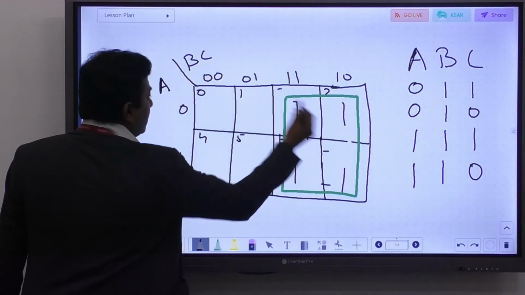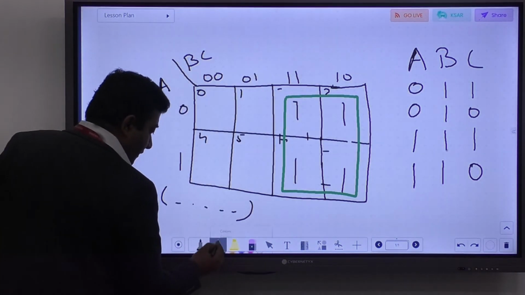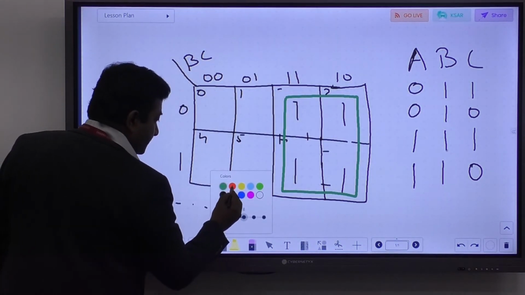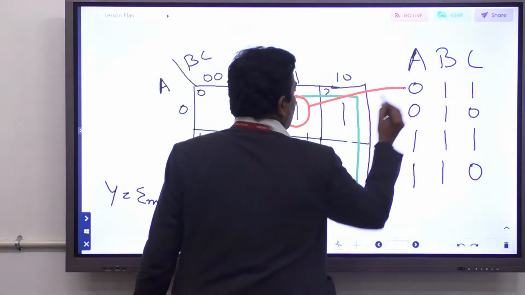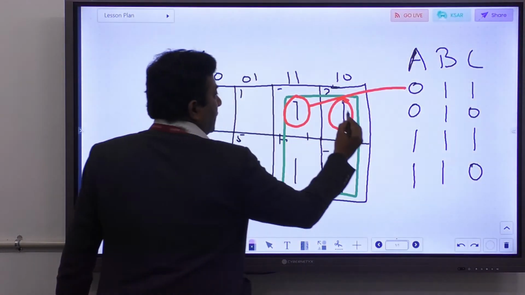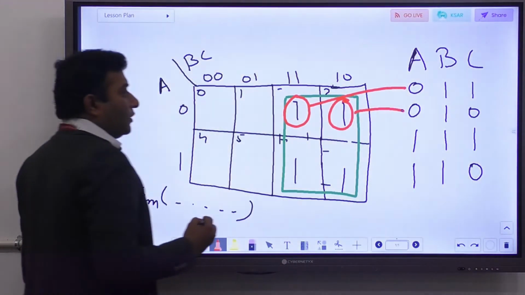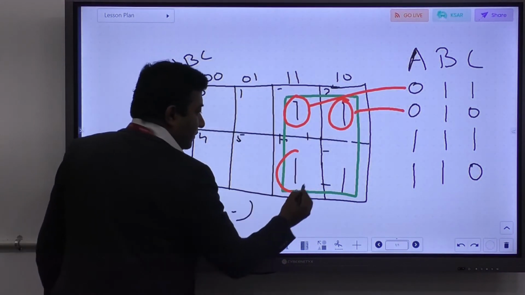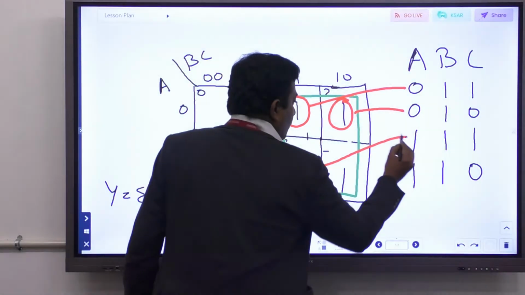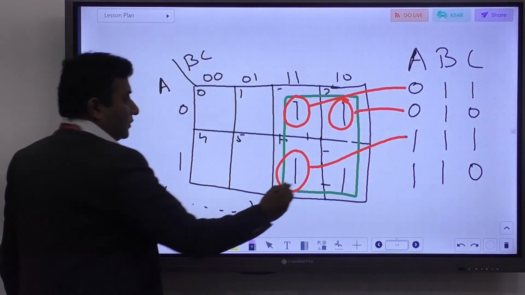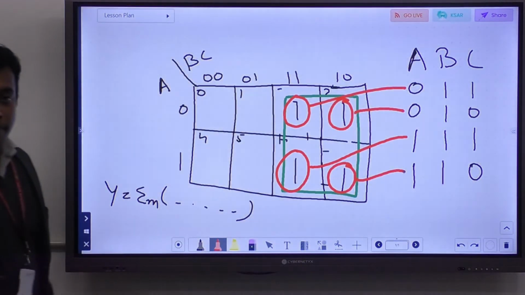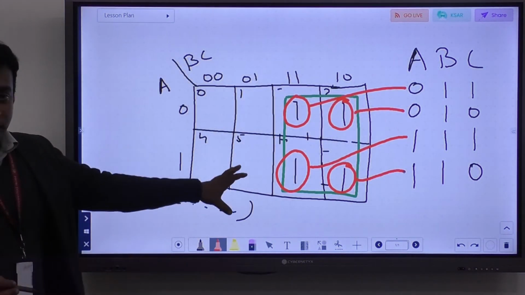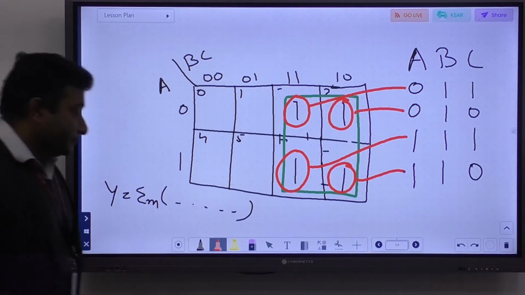For this minterm it is 0, 1, 1. For this particular minterm it is 0, 1, 0. For this particular minterm it is 1, 1, 1. And for this minterm it is 1, 1, 0. Okay, you can verify by using this K-map.